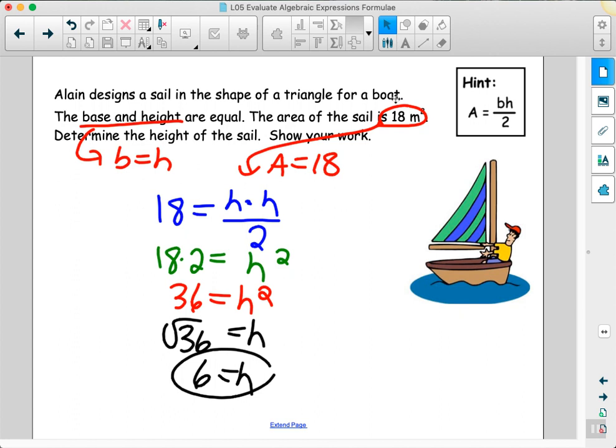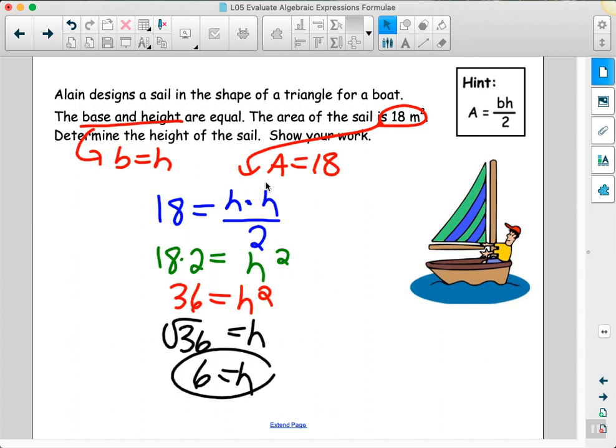So the first thing I noted was that they told us the area of the sail was 18. And they also told me that base was height. So I wrote that mathematically as base is equal to height. Into the formula that's sitting over here on the top right, I plugged in an 18 for the area, and I replaced B with H. So I now have 18 is equal to H times H divided by 2.